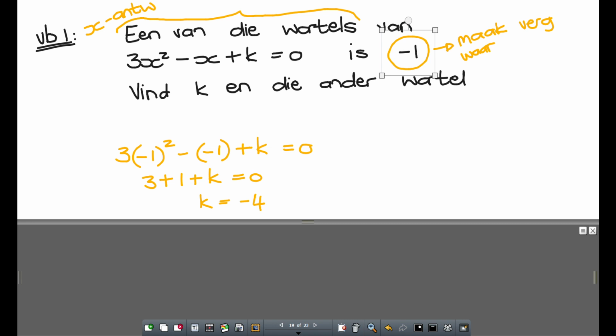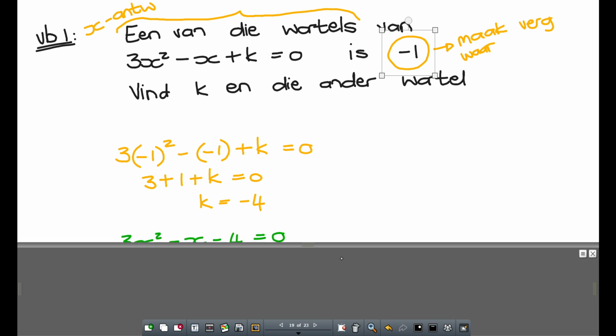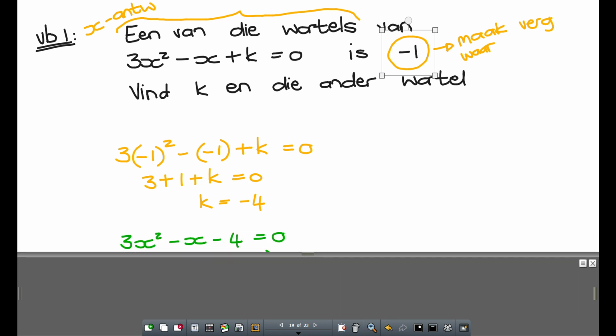Is jy reg? Nou dat ek vir K het, kan ek sê my vergelyking is nou eintlik 3x squared minus x, and then instead of K, I can say -4 equal to 0. Sien jy, nou sit ons weer met wat ons net maar gehad het. Nou het ek weer my 3 term, né? So gaan werk julle gou vir my uit, and remember you can factorize or use the formula, but get me that other root. You know one of your answers will be -1.